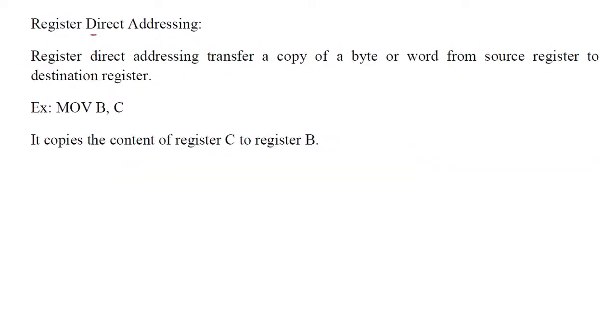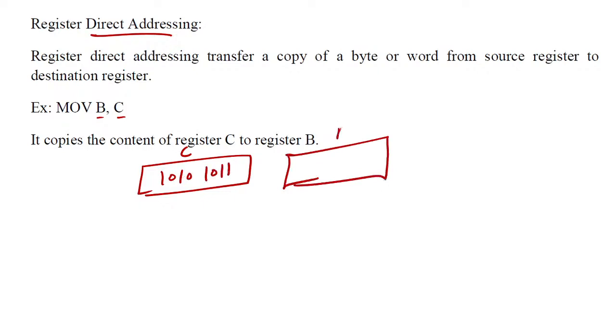Register direct addressing mode means that the registers will be given in the instruction. For example, we are saying move B, C: whatever value we have in C will be moved to B. For example, in the register C we have some value 1010 1011. The content of the register C will not be modified. When you are saying move B, C, you are moving the value from register C to register B. So when you are moving the value, the content inside C will not be modified.